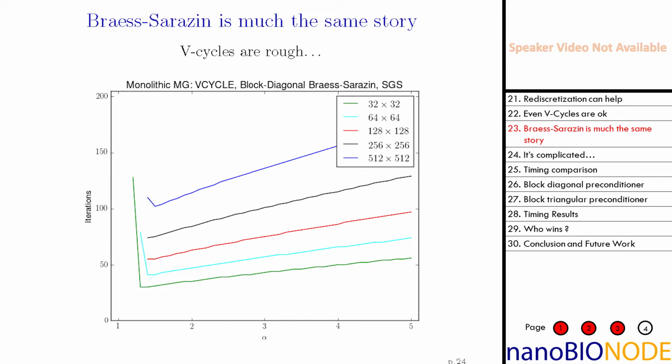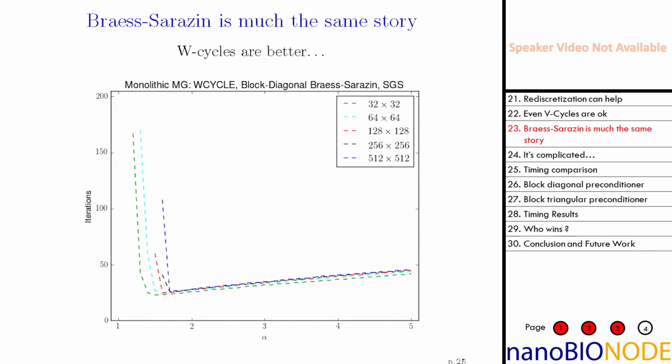Braess-Sarazin is kind of the same story. This is what all of the Vanka V cycle pictures look like too. And then if you go to a W cycle, you get nice lines lying on top of each other. And again, this is now taking like 30 iterations instead of 10.